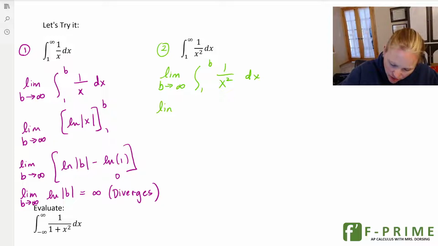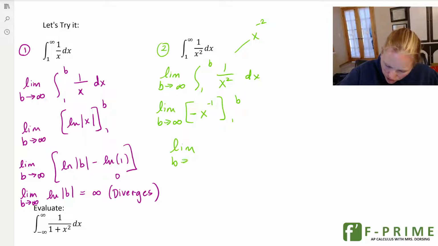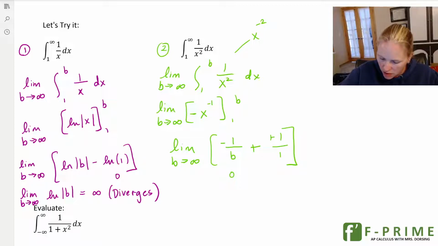Now I'm going to do my antiderivative. So this is x to the negative 2. So the antiderivative would be x to the negative 1 with a negative, from 1 to b. So then the limit as b approaches infinity of negative 1 over b minus negative 1 over 1. Well, as b approaches infinity, this is 0, and this is just 1, so guess what? This integral converges to 1.